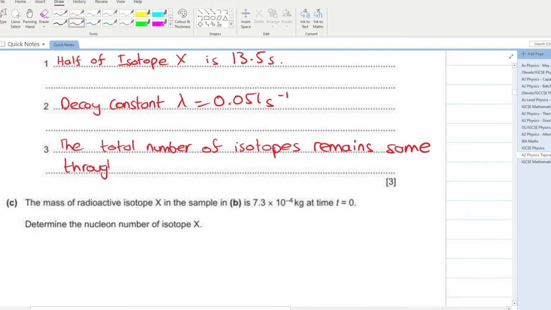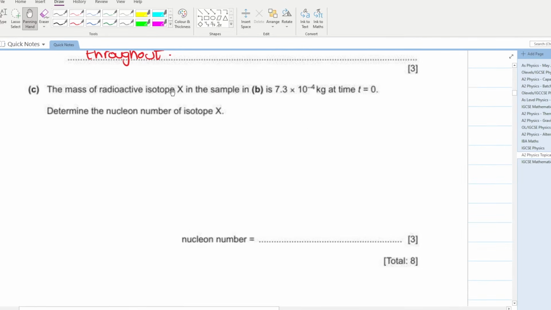Okay, let's move on to part C. The mass of radioactive isotope X in the sample is this. The mass of the sample at time t equals 0. Determine the nucleon number of isotope X. We have to determine the nucleon number of isotope X.